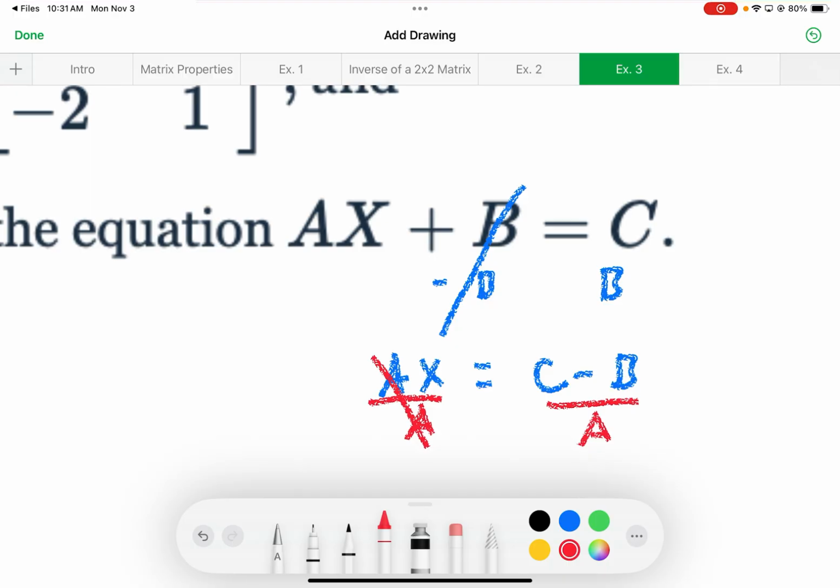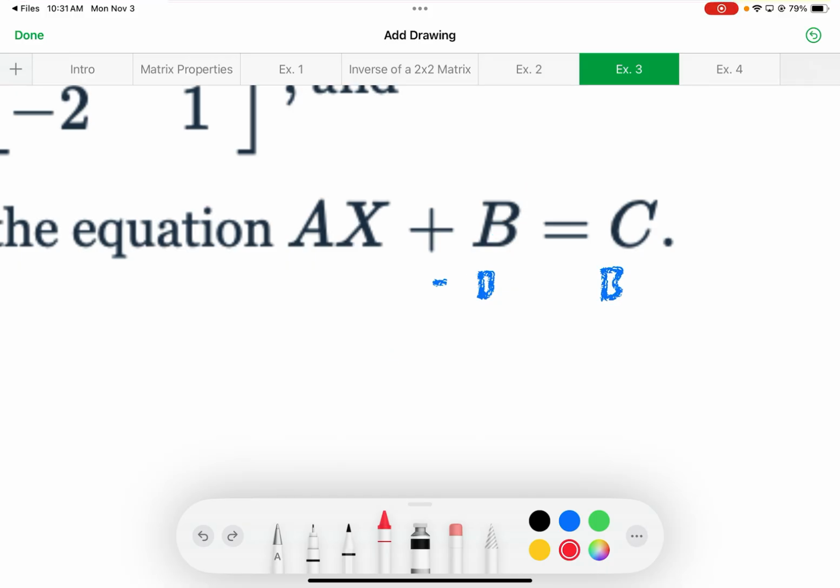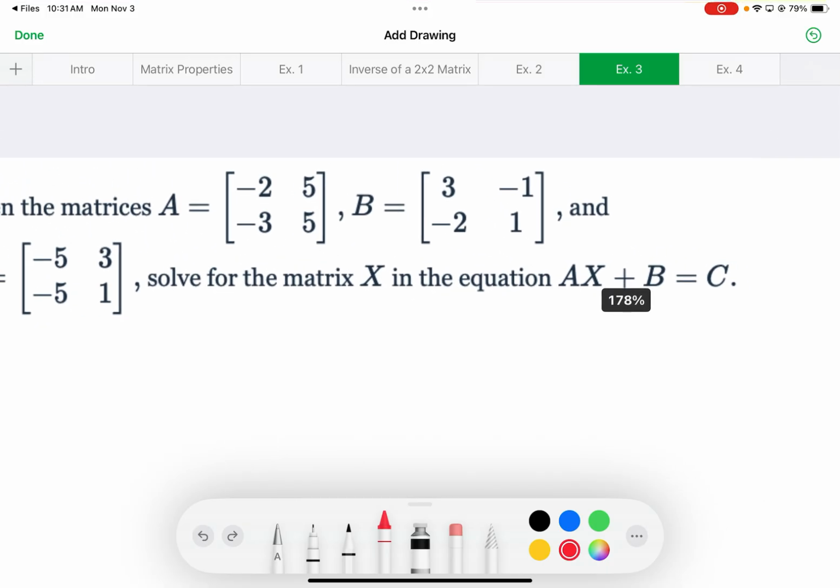No, we have not. And instead of dividing by matrix A, we're going to multiply by the multiplicative inverse of matrix A. Okay? So that's how we're going to want to approach this. All right, so let's back up here. Let me substitute the matrices in.